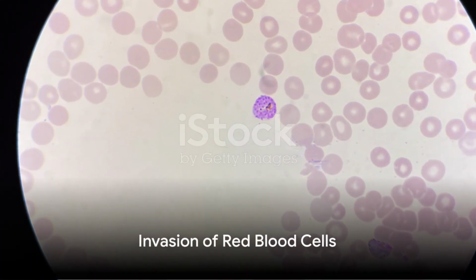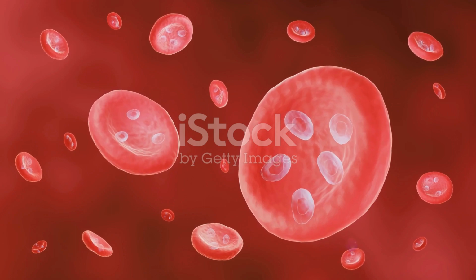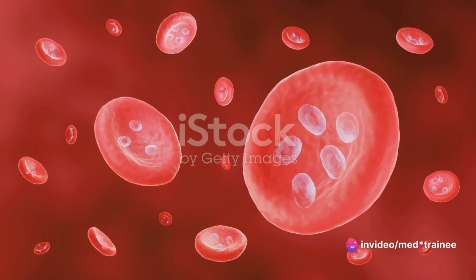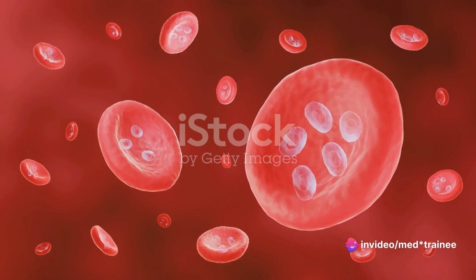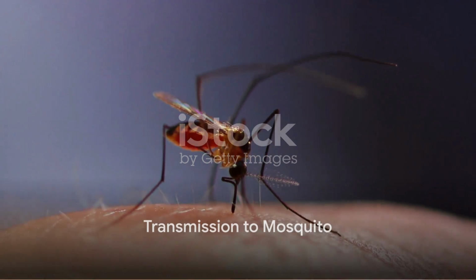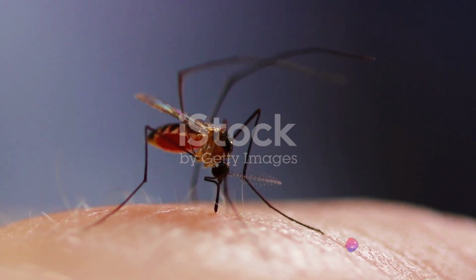These merozoites invade red blood cells, where they consume hemoglobin and multiply. Eventually, the infected red blood cells burst open, releasing more merozoites into the bloodstream, and the cycle repeats. Some merozoites transform into male and female gametocytes, which can be ingested by another mosquito during a blood meal.